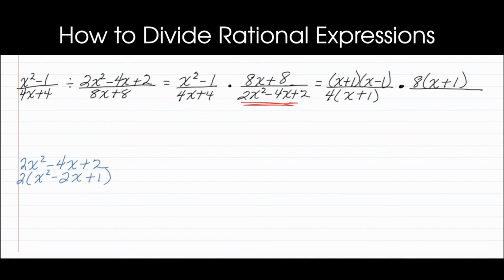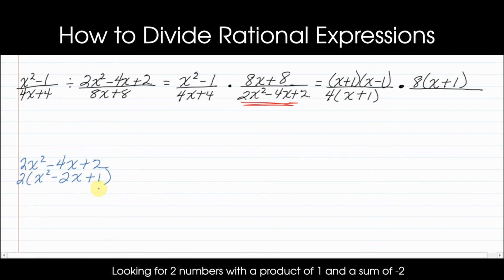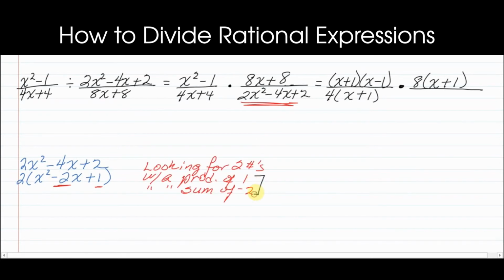Now we have a trinomial with a leading coefficient of 1, so we're looking for two numbers that when multiplied together give us positive 1, and when added together give us negative 2. Those two numbers are going to be -1 and -1. And we can readily see that because -1 times -1 is 1, -1 plus -1 is -2. So this factors into 2 times x minus 1 times x minus 1. So we write that here.